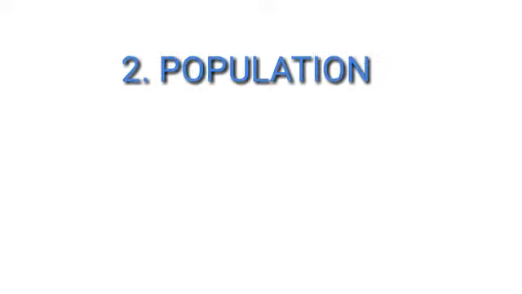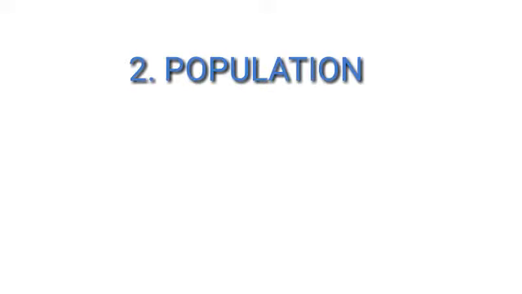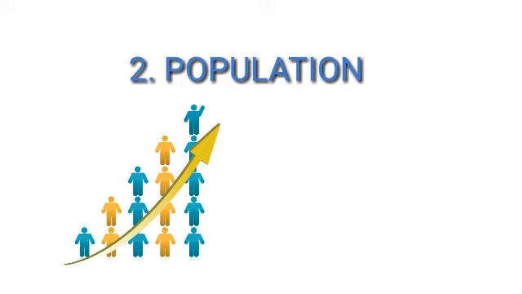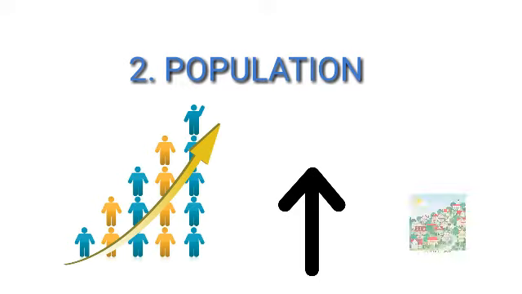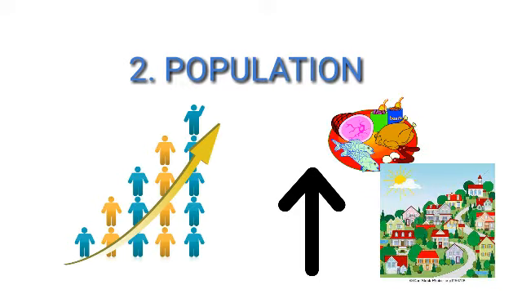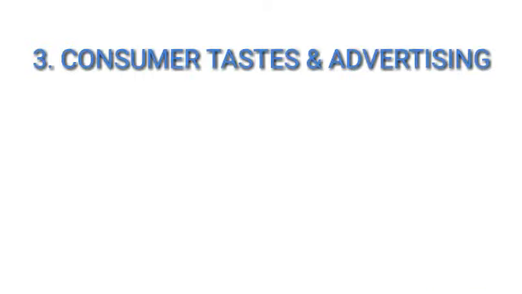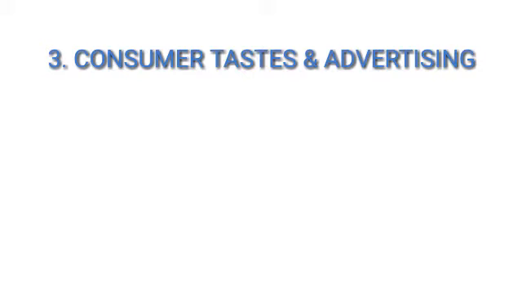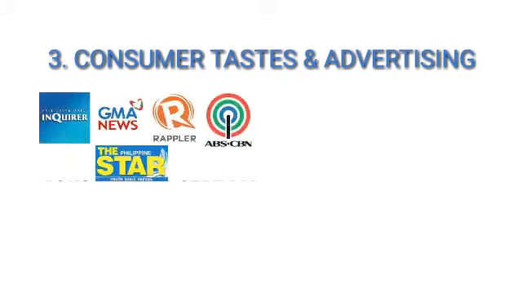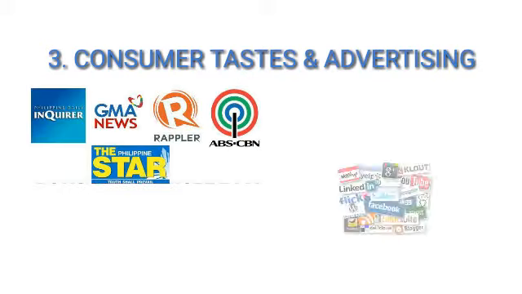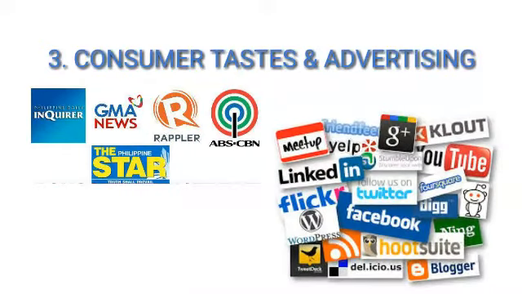Next is population, or the number of consumers. A rise in the size of population will increase the demand for houses, food, and many other goods and services. Another shifter is the consumer tastes and advertising. The more that the product is advertised in mainstream media, the more number of consumers will know it and more likely be curious to try it.